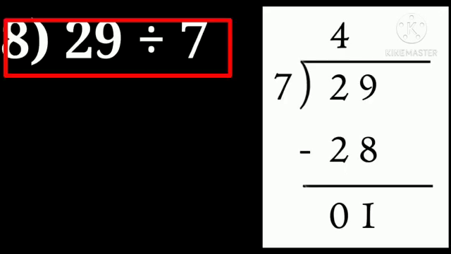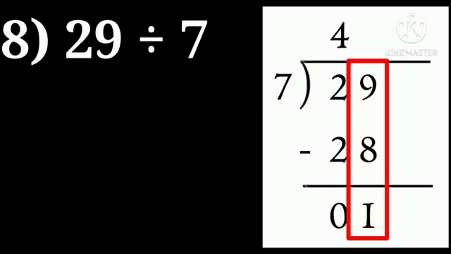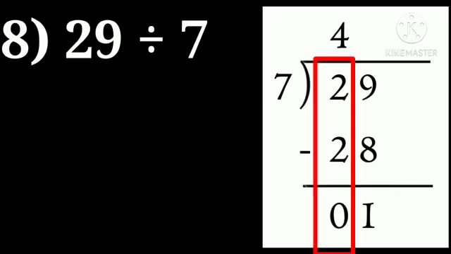29 divided by 7. Arrange the numbers properly in proper place and start saying 7 table. We don't have 29 in 7 table, so we will take smaller and nearby number. We'll start saying 7 table. So 7 4s are 28. Subtraction, 9 minus 8 is 1. 2 minus 2 is 0.